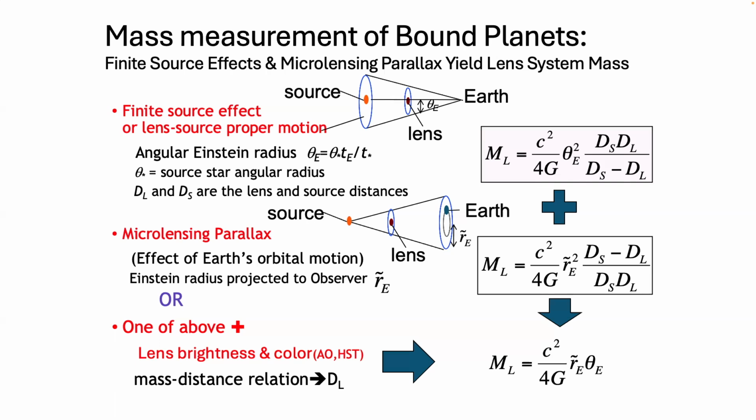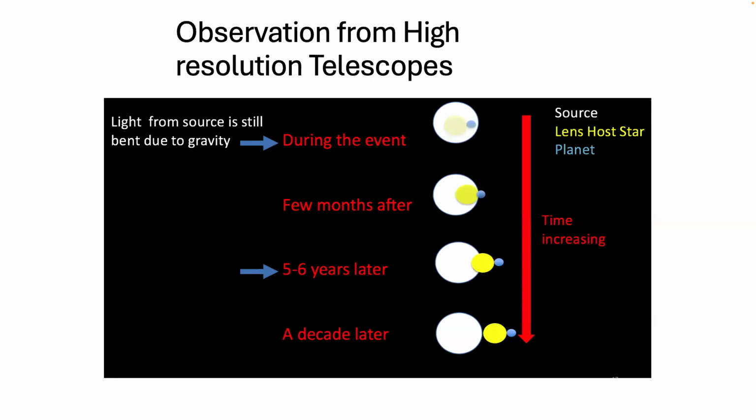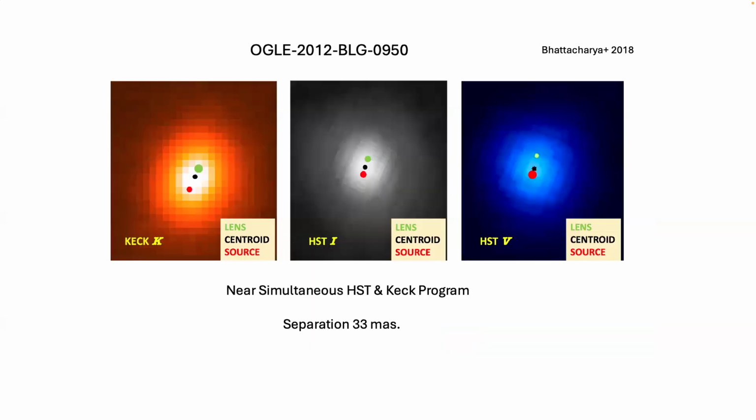So that's for bound objects. This is actually just a cartoon diagram of what Sean already showed you. Basically, the source is so bright and magnified during the peak of the microlensing event that we actually can't see the lens. And in a few years, as it's separating out, we can finally start to be able to detect the lens in the high resolution image. So this is an example of what it actually looks like when observed in Keck and HST in three different passbands, and you can see the source and lens. This is about 33 milliarcsecond separation. This was taken near simultaneously with both HST and Keck.